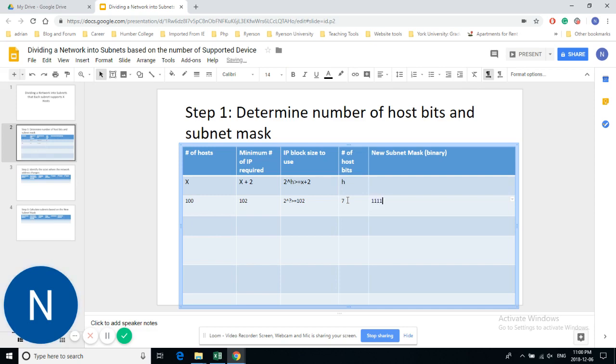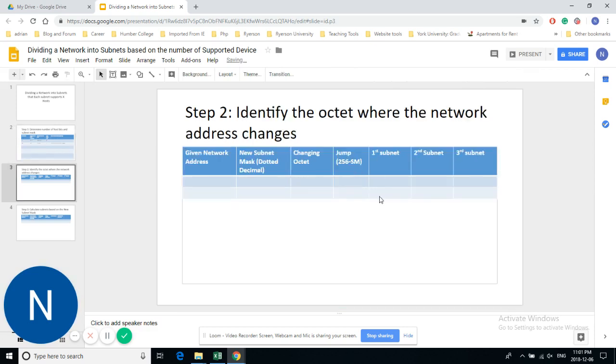1, 2, 3, 4, 5, 6, 7, 8. Again 8 ones, and another 8 ones, that's 24. One more, so 25 ones, and then 7 zeros, because we have 7 host bits.